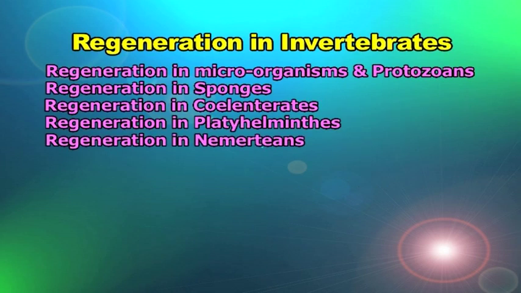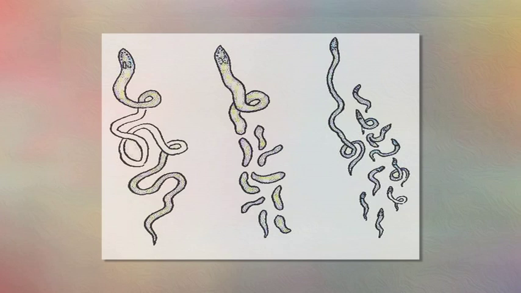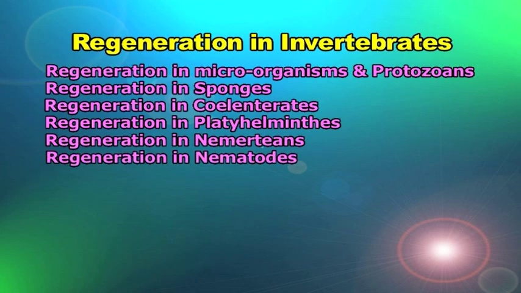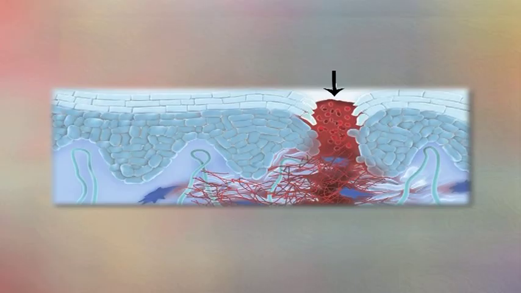Regeneration in nemerteans. These animals possess maximum regenerating ability, and a complete worm can be formed starting from a very small fragment. Regeneration in nematodes. The regenerating ability is very low, in which only closure of superficial wound is possible by high degree of cell differentiation up to a fixed limit of number of cells.